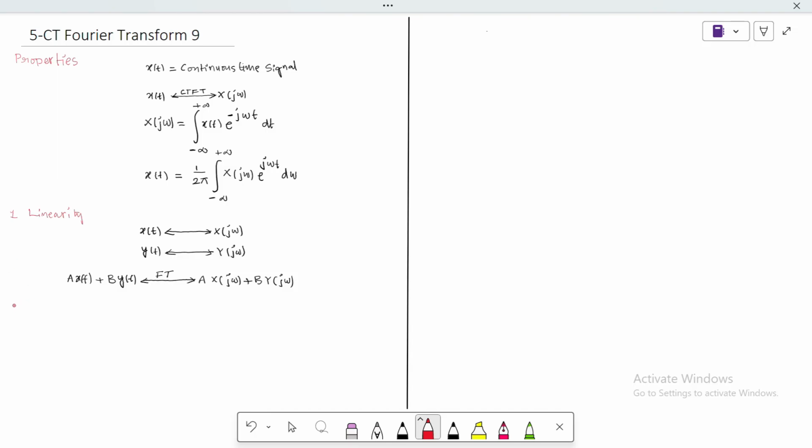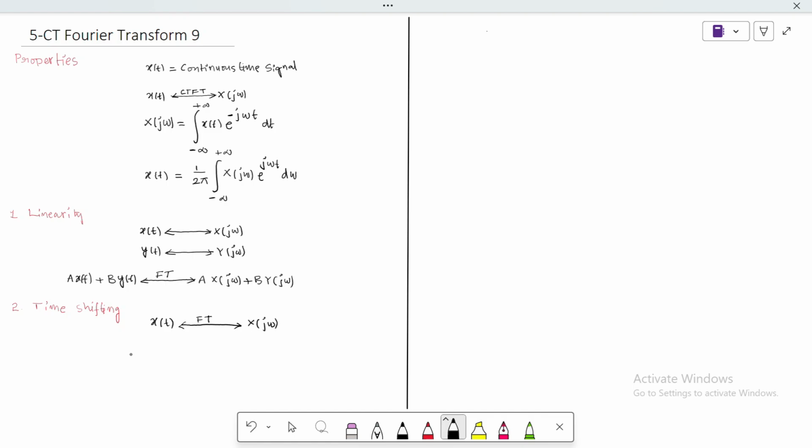The second one is very, very important. That is the time shifting property. For the time shifting property, for example, we are taking one x of t. This is a reference signal, and this is the reference x of j omega.